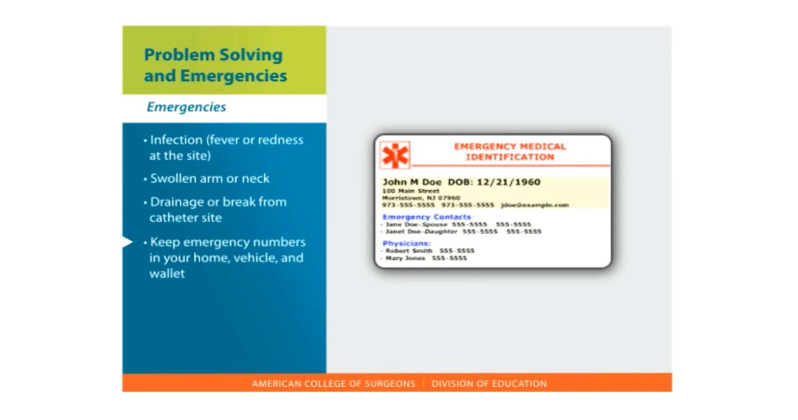Keep emergency telephone numbers in your home, vehicle, and wallet. Make sure family members know where to find them.